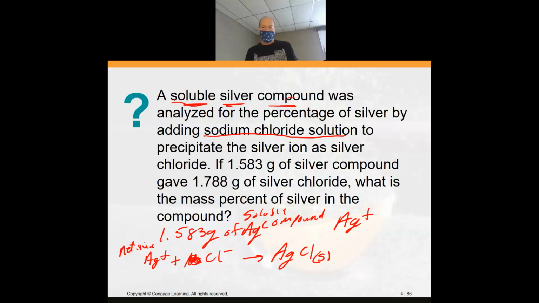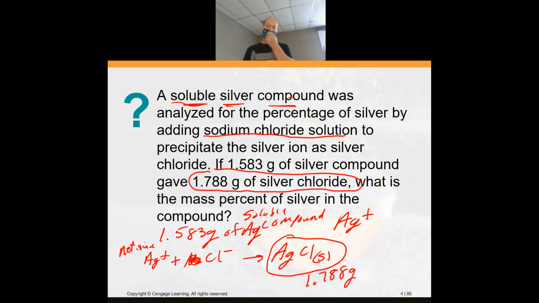So now we have a solid. Then we can filter that solid, dry the solid, weigh the solid. It gave 1.788 grams of silver chloride. So we know that this is 1.788 grams of silver chloride. We know the percent silver in silver chloride. We just use the molar masses.